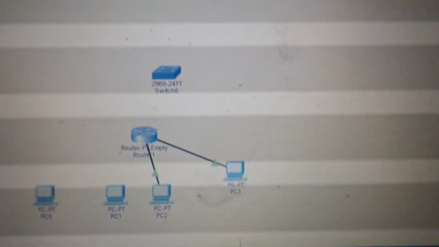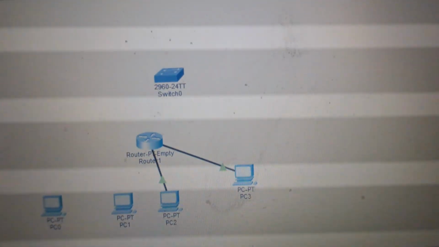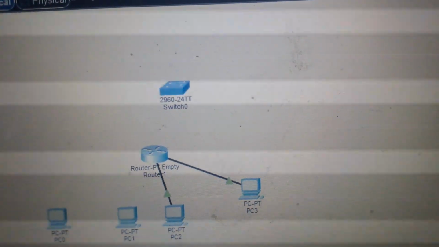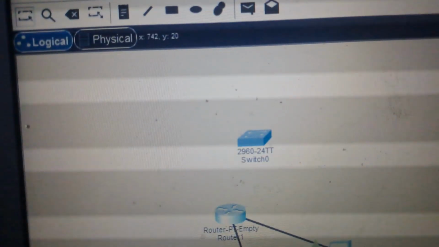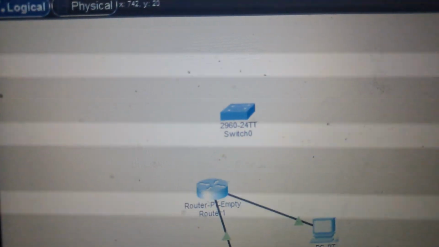Why would you want VLAN in your network? It makes things more secure. And let's just start off: VLAN stands for virtual local area network, a logical network.